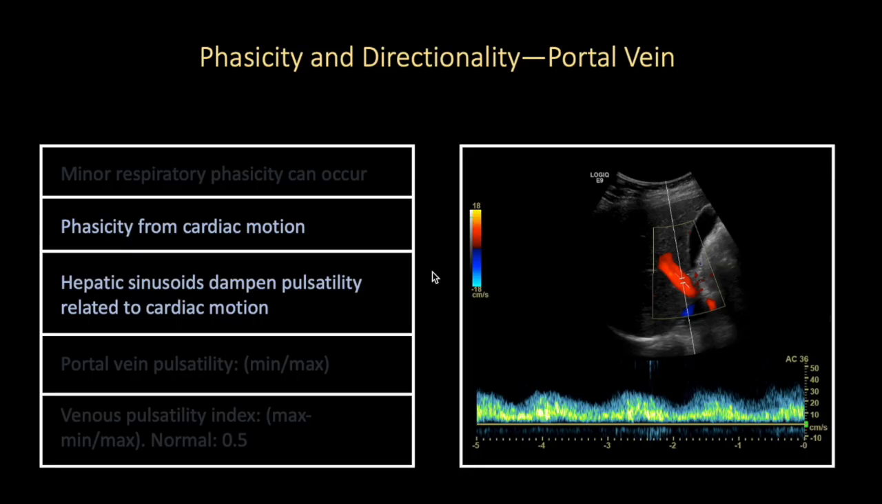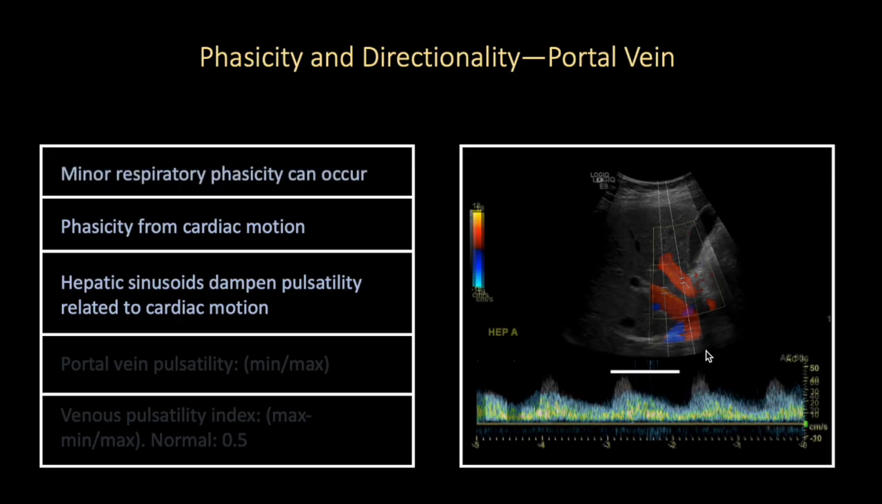The hepatic sinusoids will dampen the pulsatility related to cardiac motion, but in this particular example, I superimposed the hepatic artery on the portal venous waveform, and you can see that every time there is systole, there's also kind of a rise in the portal vein. And so the phasicity really arises from the cardiac motion itself.